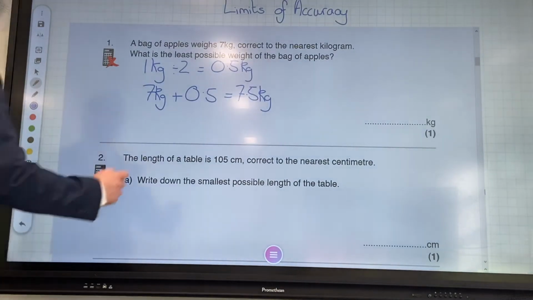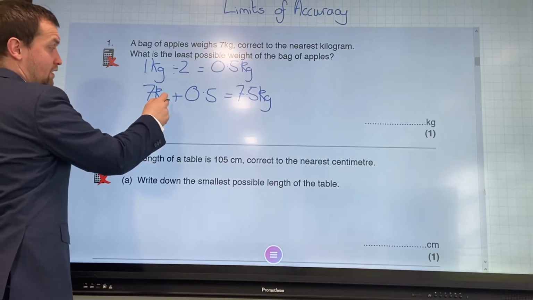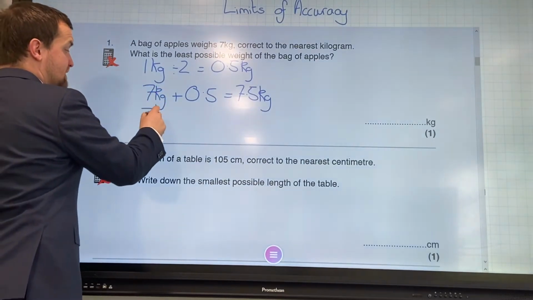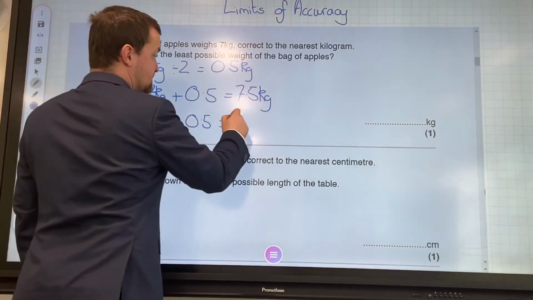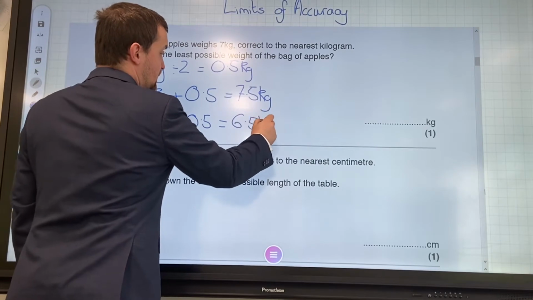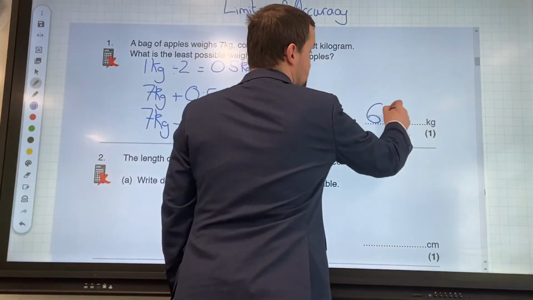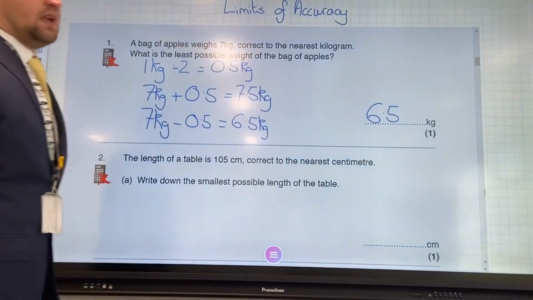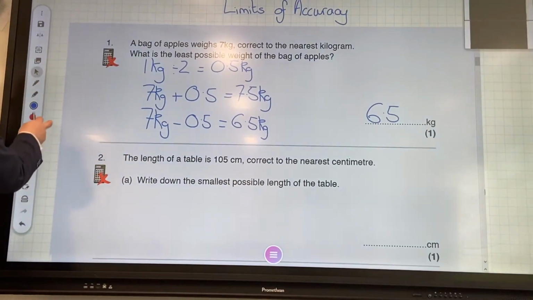This question, though, asks for the least possible. So if for the greatest possible we add on, for the least possible we take away 0.5, and it equals 6.5 kilograms. So to answer the question, our answer would be 6.5 kilograms. Remember, we take what it's rounded to, we half it, we add it on for the greatest possible, we take it away for the least possible. Let's have a look at question 2.